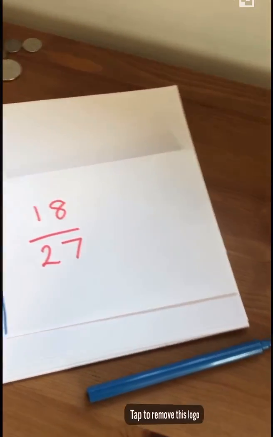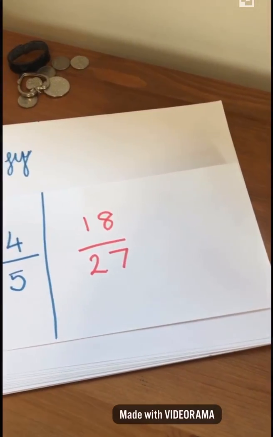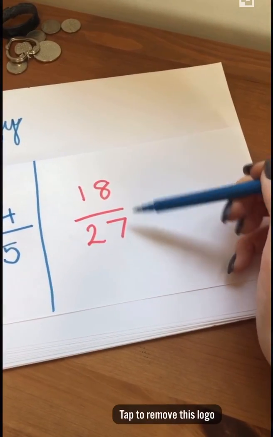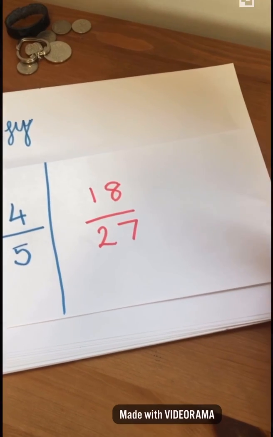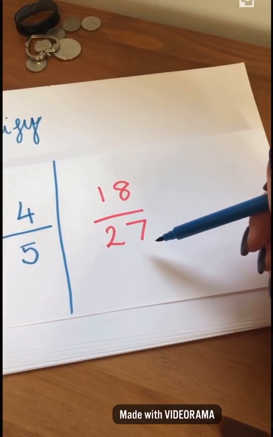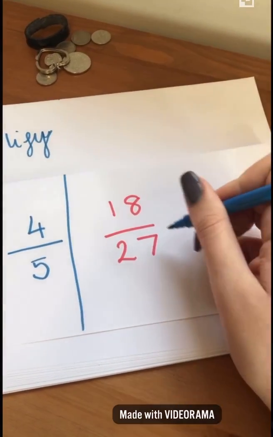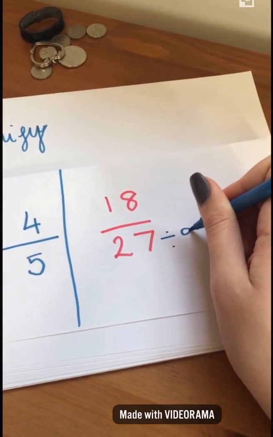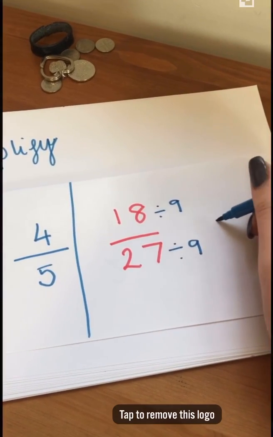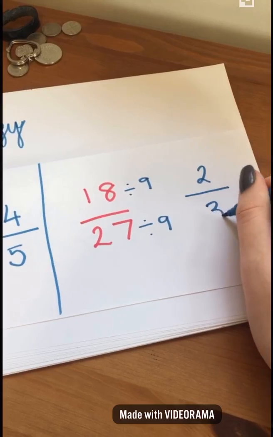Now if I look at 18 over 27, again, using my magic maths, I'm thinking about which numbers I know go into both of these numbers without leaving a remainder. Now, could I have 9 in here and 9 into here? Let's see. I divide this by 9 and I divide this by 9. I end up with 2/3.